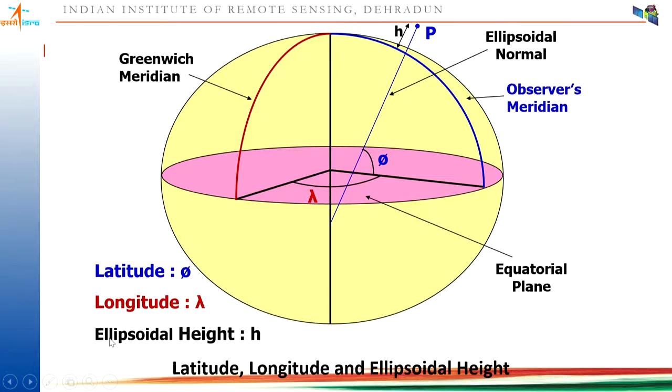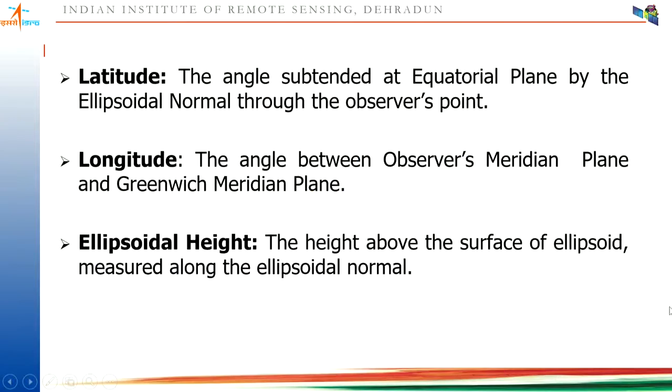Similarly, the ellipsoidal height is h, which is the perpendicular distance from the surface of the ellipsoid to the point P. So this is the ellipsoidal height. Somewhere if the geoid is passing from here, it will be the capital H, the geoidal height. So we can represent height in both ways. Now these are latitude, longitude, and the ellipsoidal height.